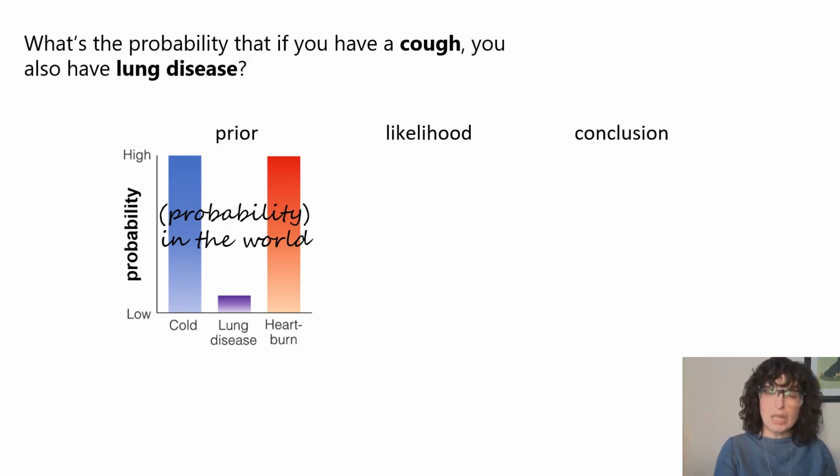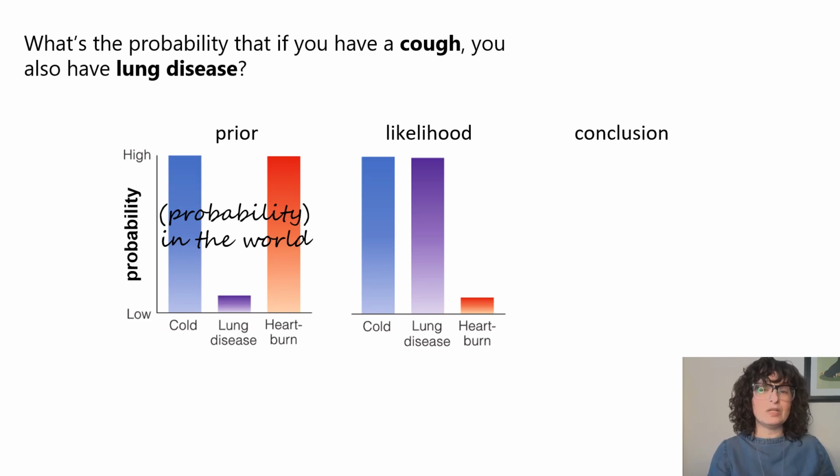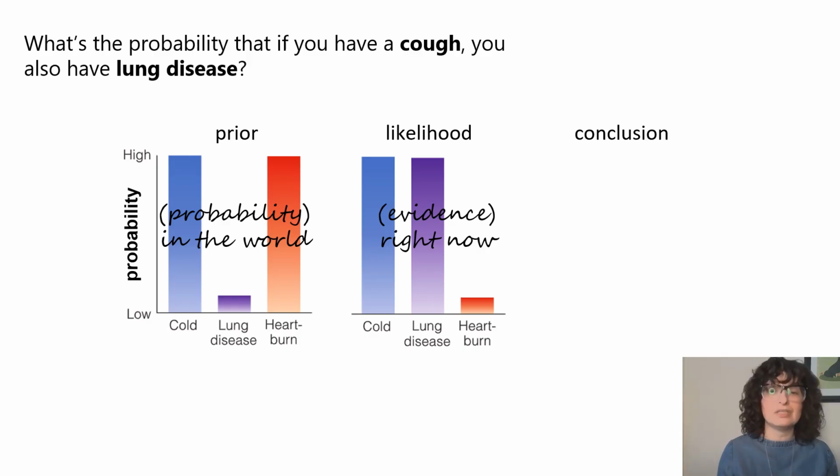as outcomes. The likelihood then is now actually basically the evidence. So it refers to the extent to which available evidence is consistent with an outcome. So here we can see that cough is the available evidence. And in terms of colds, that's actually fairly consistent. Lung disease is fairly consistent with a cough. Heartburn is not super consistent. If you have really bad heartburn, you might actually cough a little bit, but it's just a very low likelihood compared to colds or lung disease.